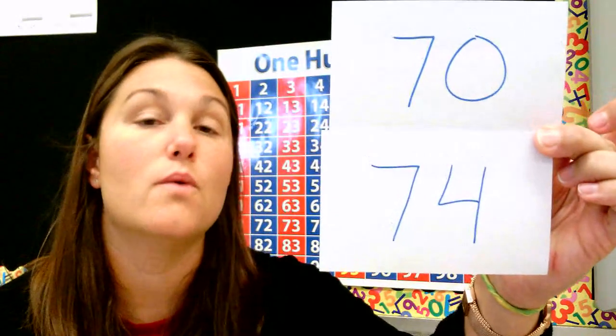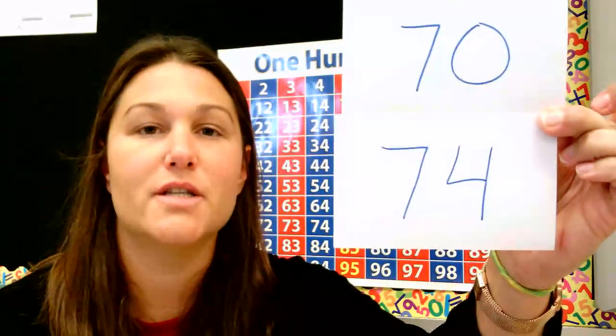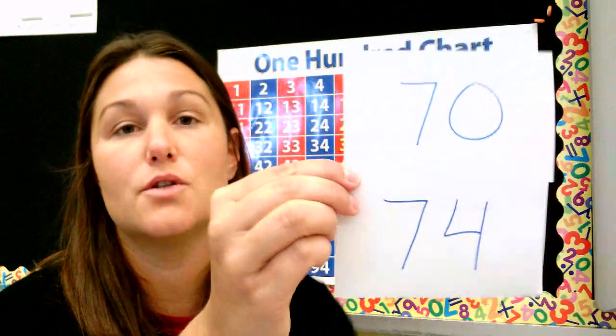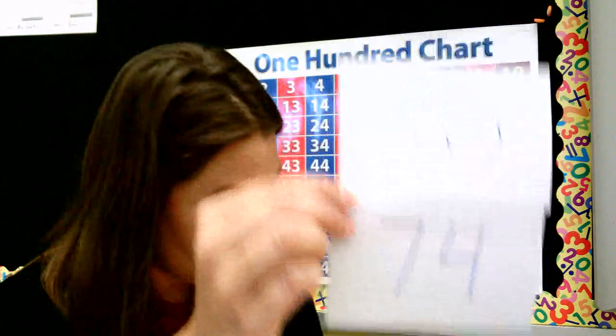This is really helpful when we're adding or subtracting, and we want to make sure our answer makes sense. We can round those numbers because they'll be easier to work with to get an answer that would be close to the exact answer, to make sure that our answer is reasonable. So let me show you an example of that.